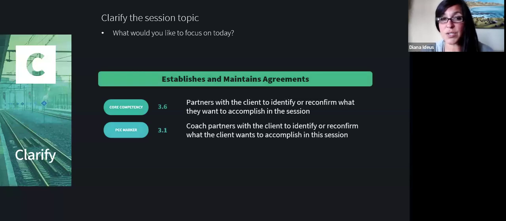So, establishes and maintains agreements. Again, you don't need to know that this is core competency 3.6 and PCC marker 3.1. But at the same time, if you're at the point in your coaching where hitting the core competencies or taking a look at the PCC markers and looking for that additional depth, and self-assessing yourself on where you're developing, what you're missing, things like that may be helpful. So we've included the references here. First and foremost, in order to get out of the gate successfully in alignment with the ICF, that client needs to come to the session with a sense of the topic.